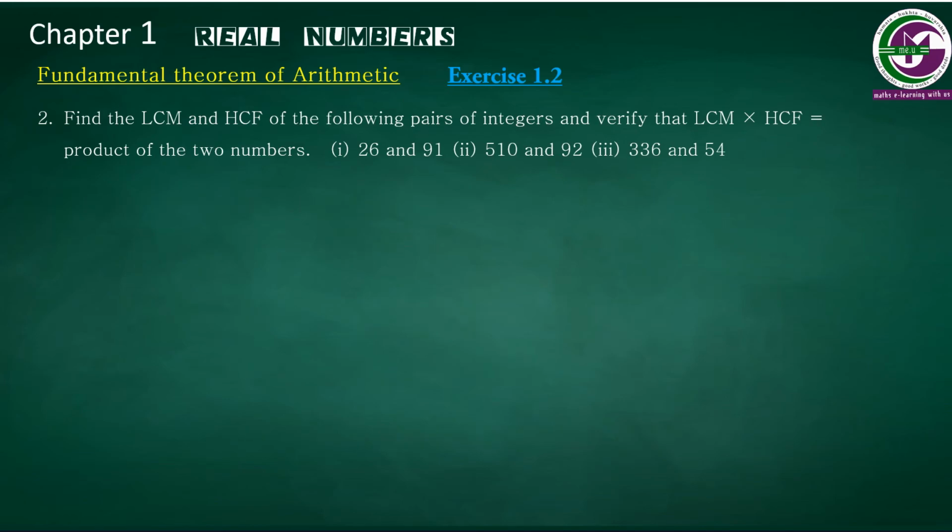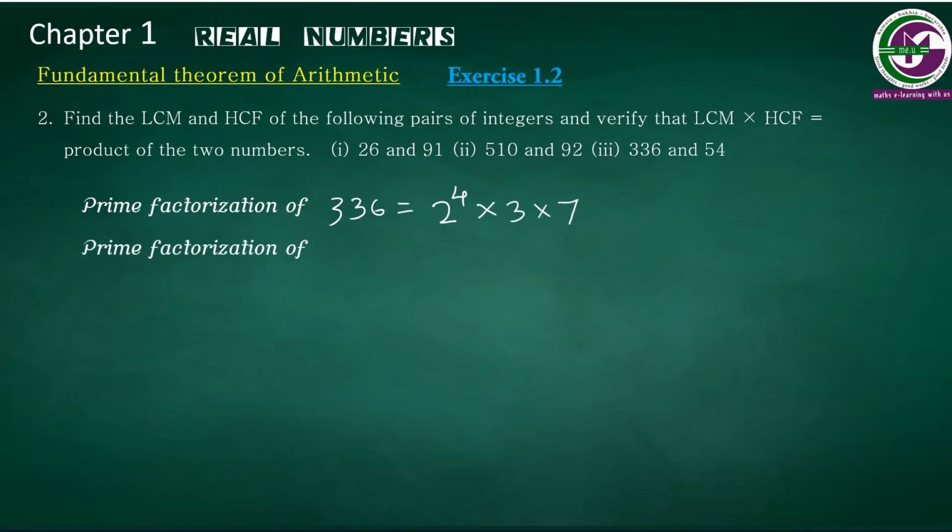Now the third sub question, 336 and 54. Prime factorization of 336 equals 2 raised to 4 times 3 times 7, and prime factorization of 54 equals 2 times 3 cube.